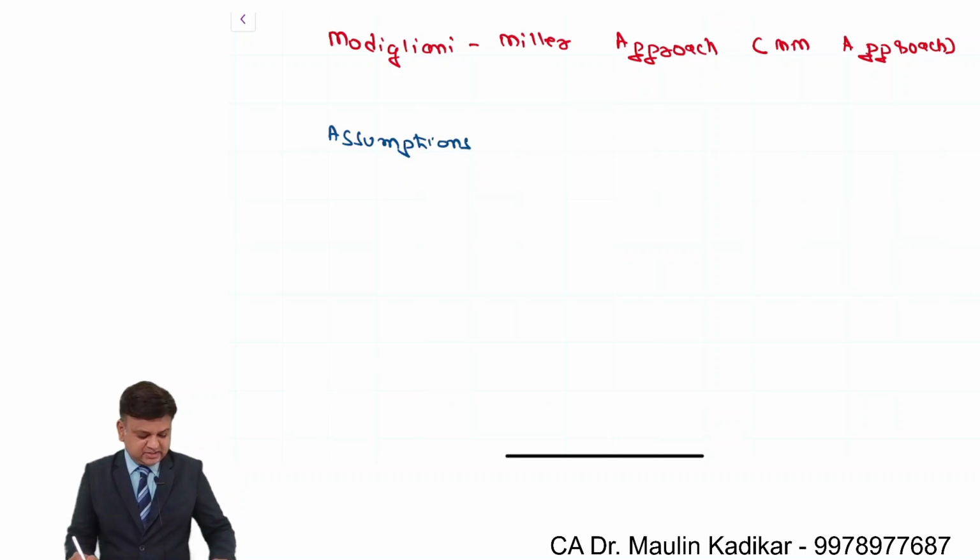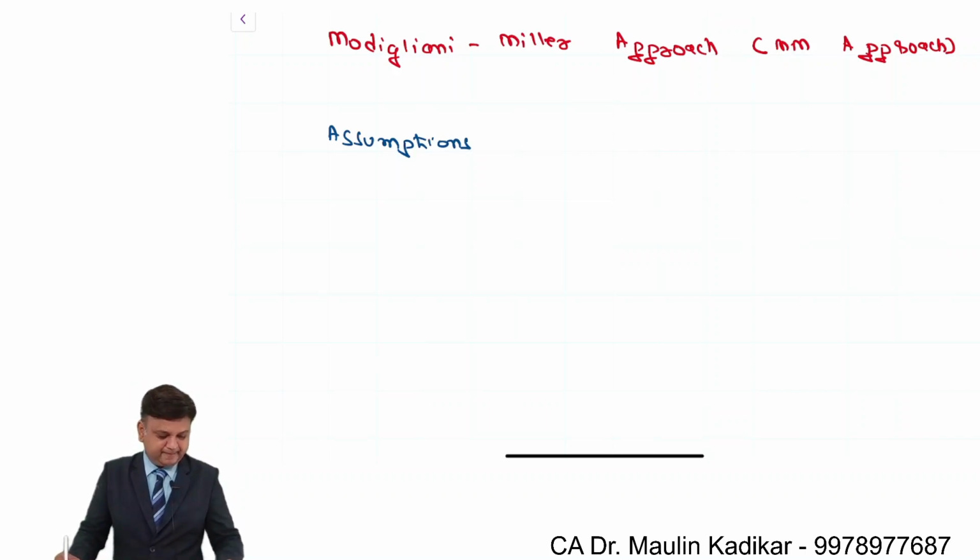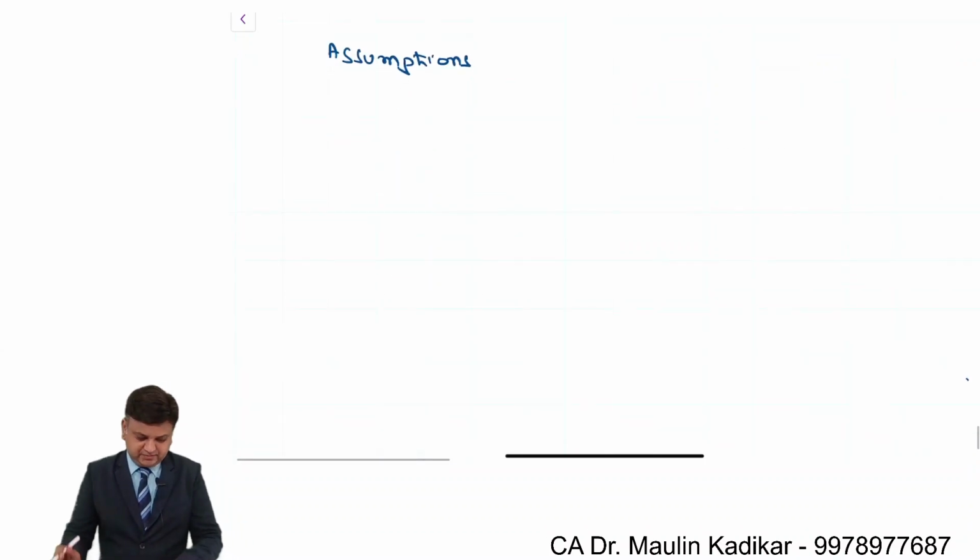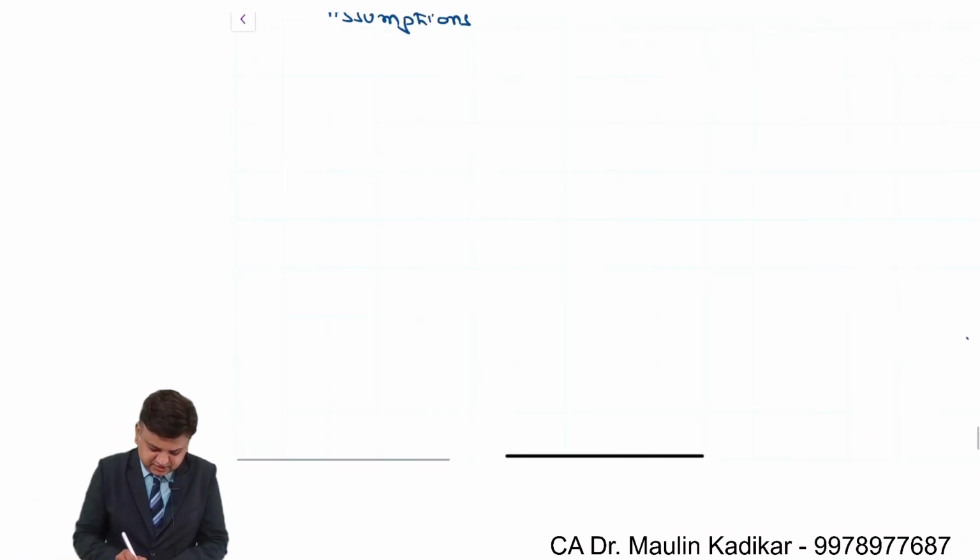Let us see the next theory that we have, that is called the MM approach, Modigliani-Miller approach, and in that again I'm starting with certain assumptions which have been made. Everybody is requested to pay attention. First of all, having a discussion, then I'll make you proper notes for this. The first assumption is that capital market is perfect.